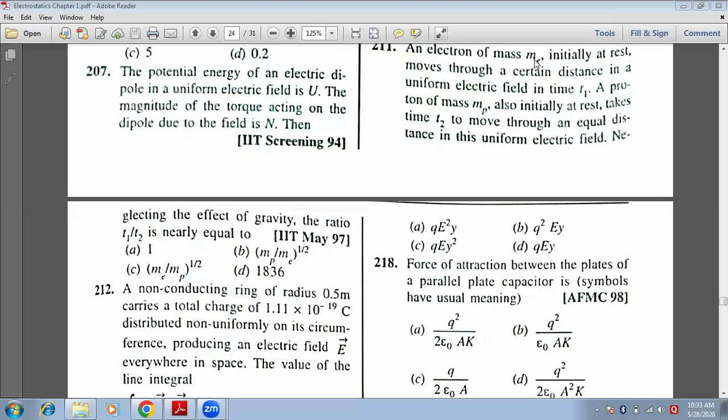An electron of mass Me initially at rest moves through a certain distance in a uniform electric field in time t1. A proton of mass Mp also initially at rest takes time t2 to move through an equal distance in this uniform electric field. Neglecting the effect of gravity, the ratio t1 upon t2 is nearly equal to: option A 1, option B square root of Mp upon Me, option C square root of Me upon Mp, option D 1836. Correct answer, option C, square root of Me upon Mp.